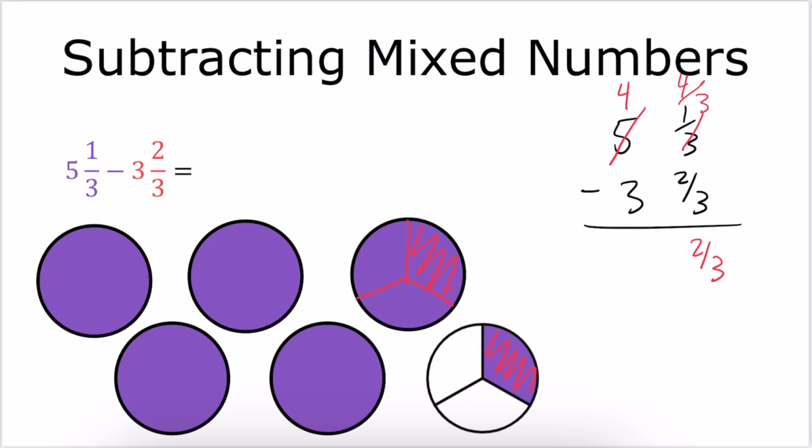Then when I take the 4 wholes that are remaining and I subtract 3 wholes, I take away 1, 2, and 3, and I'm left with 1. And so my answer to this problem is 1 and 2/3. So that's how you can subtract mixed numbers. And again, notice that this is very similar to borrowing when you're subtracting whole numbers. And you can help your students make those connections.